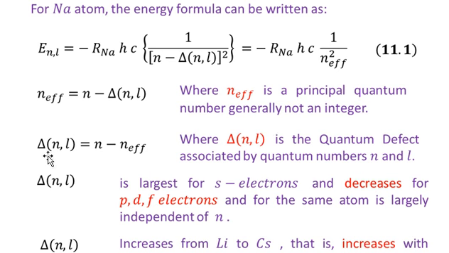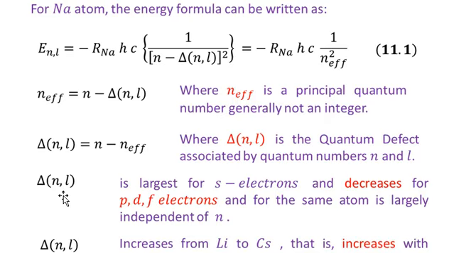If you solve this equation for the value of delta n, L, it can be written as the principal quantum number of the hydrogen atom minus n effective. Then you can regard this delta of n, L as the quantum defect associated with the quantum numbers n and L. You see that this term is due to the screening effect. Since we are not going to discuss the idea quantum mechanically, we take it for granted from quantum mechanics that delta of n, L is the quantum defect associated with the quantum numbers n and L, and is related to the screening concept that I have discussed.